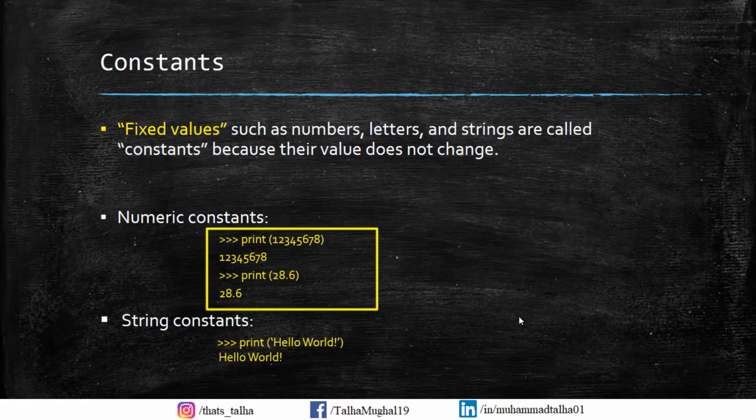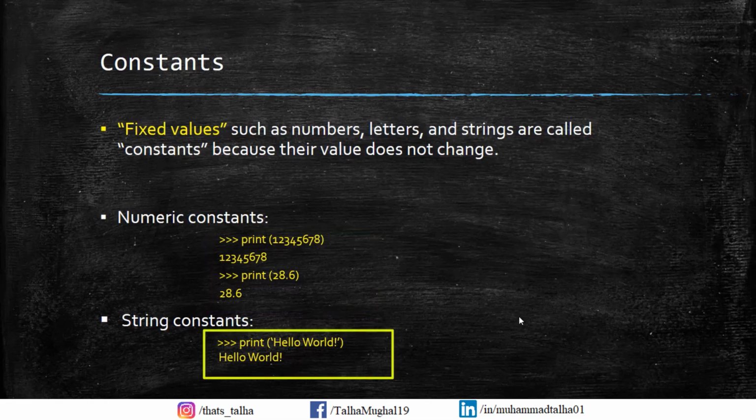Numeric constants can only contain numbers. These numbers can be of any type. They can contain decimal points, they can be fractions, or they can be simply any real number. On the other hand, string constants can only contain alphabetic characters, letters, or words. For example, in a string constant, we have written hello world. Now these are the alphabetic words that are stored as a constant. So this will be called a string constant.